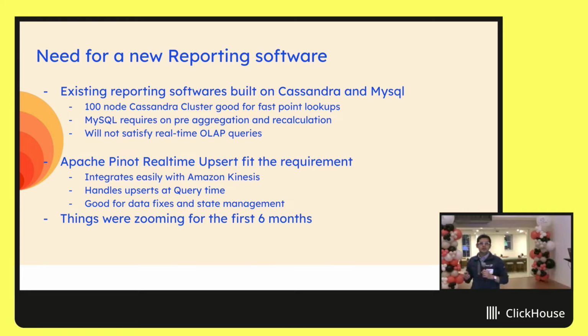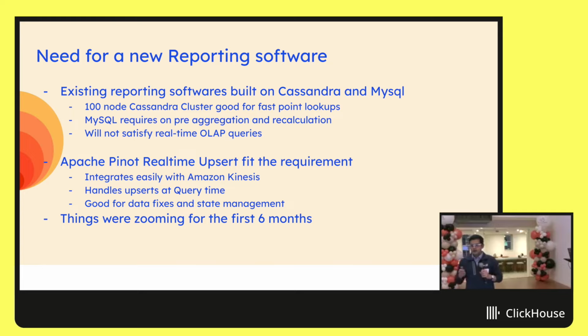Constant Contact stores a lot of its data in Cassandra and MySQL, and we use that for reporting. Our Cassandra is a 100-node cluster. It's designed for quick point lookups, and it wasn't really helpful for OLAP style queries. And our MySQL database relies heavily on pre-aggregation, and there's a lot of recalculation and resync happening, which is the reason why it is not fit for real-time queries.